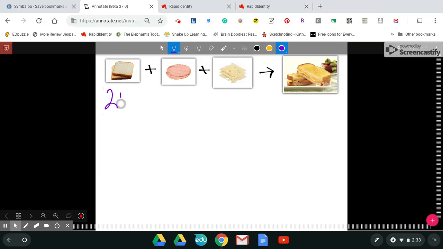I need 2 pieces of bread. I'm going to write a balanced equation. So that's my first element. I need 2 pieces of bread. My second element is I need 1 piece of ham. And then I need 1 piece of cheese. That's going to produce 1 ham and cheese sandwich. Okay? So that's my goal, is to get a ham and cheese sandwich.